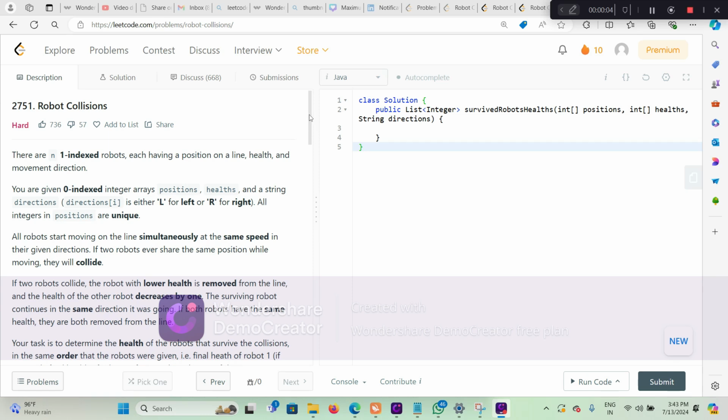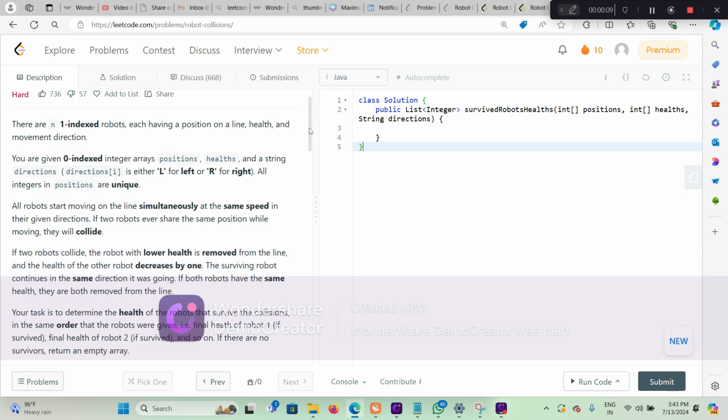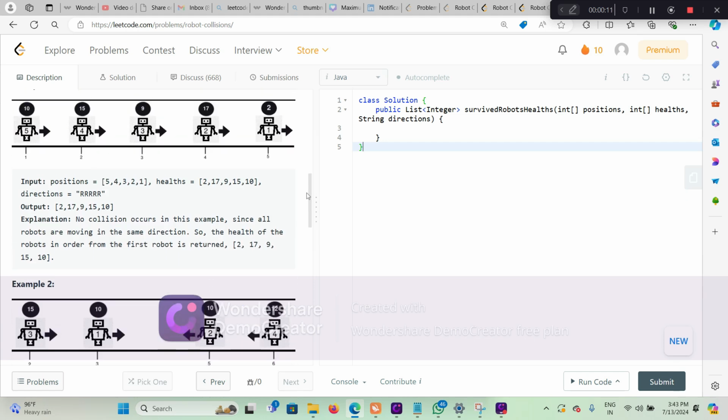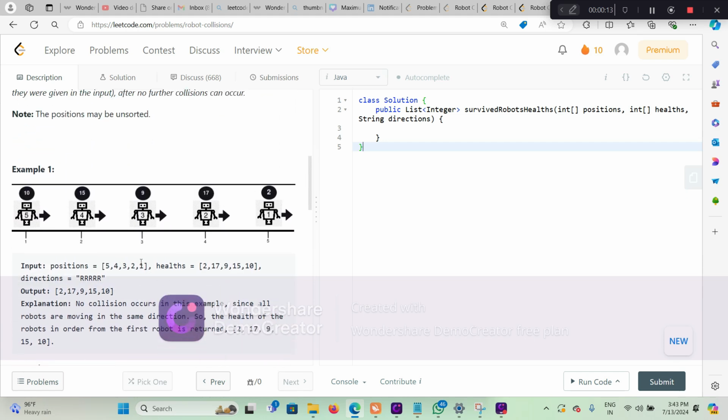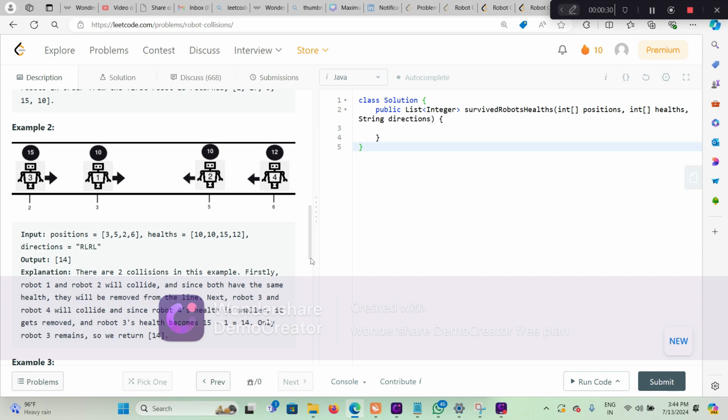So today I'm gonna solve this problem, robot collisions. Basically in this question we are given three things. You can see here positions. There is a position array of these robots. Then there is a health array of these robots. Every robot has a certain position and a certain health value. And the directions mean this could be left side or right side heading towards.